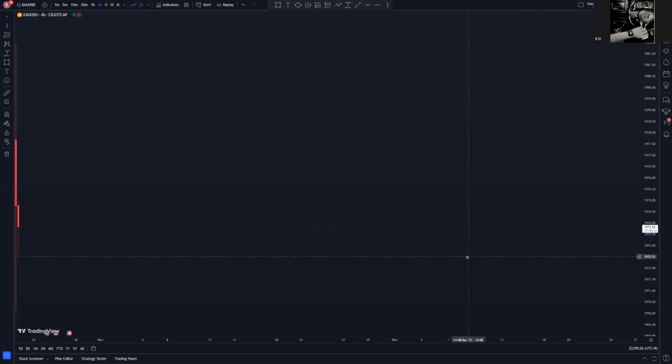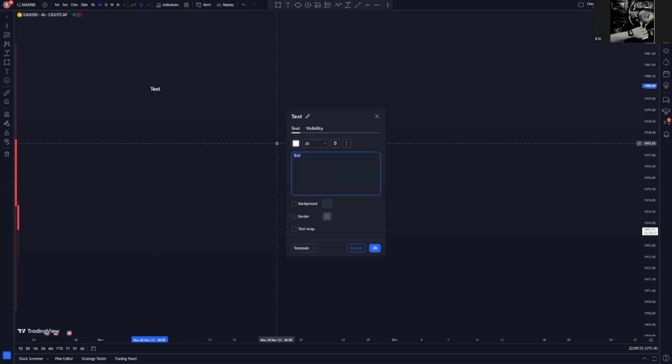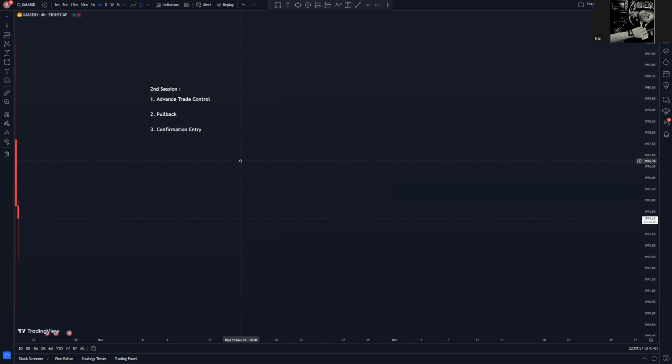Right? So for this session, we're going to learn about 3 topics. In our second session, number 1 is the advanced trade control. The second one, we're going to learn about the pullback. And the third one, we're going to learn about the confirmation entry. All right. Number 1, number 2, number 3.